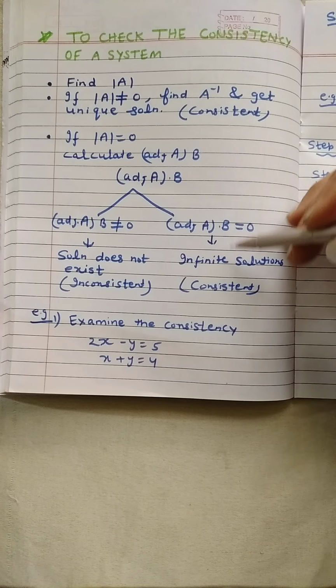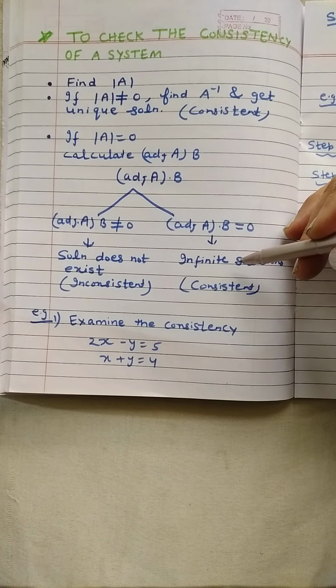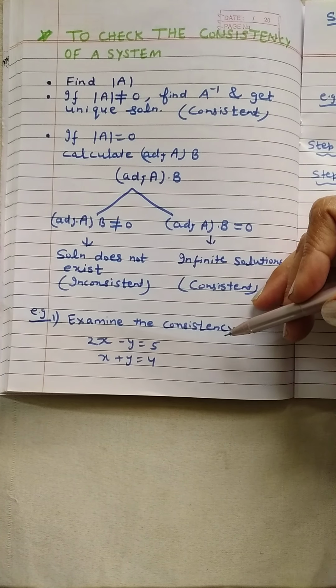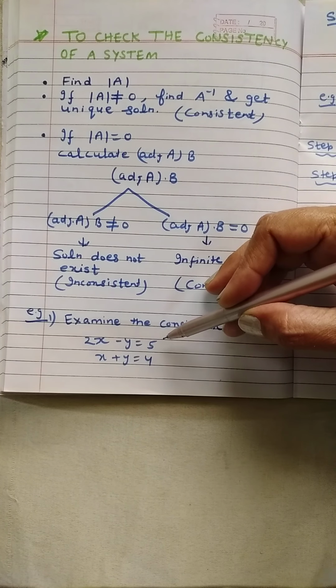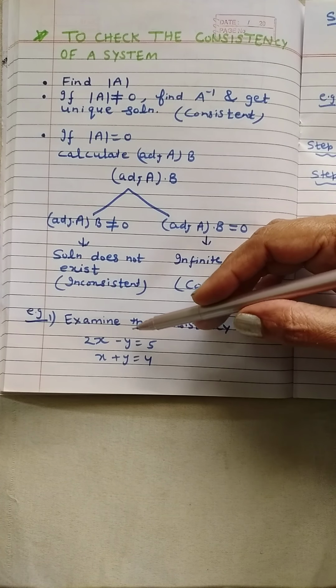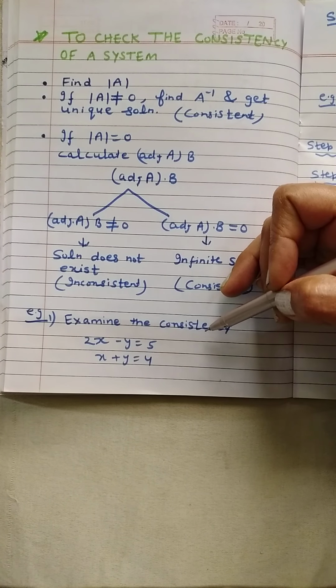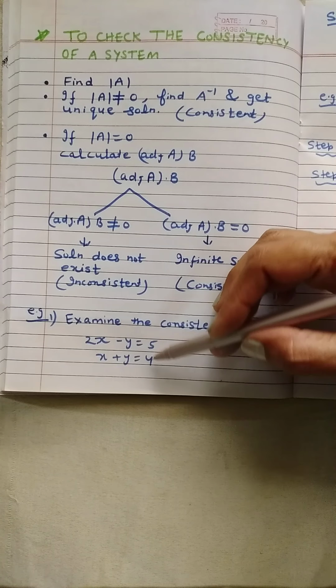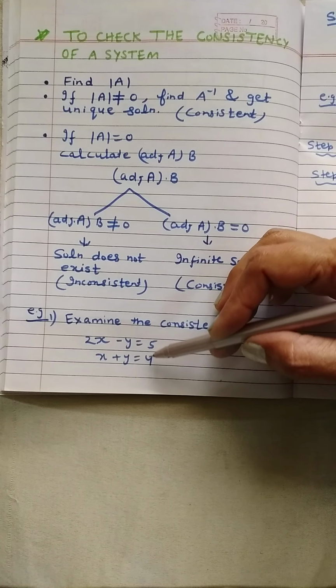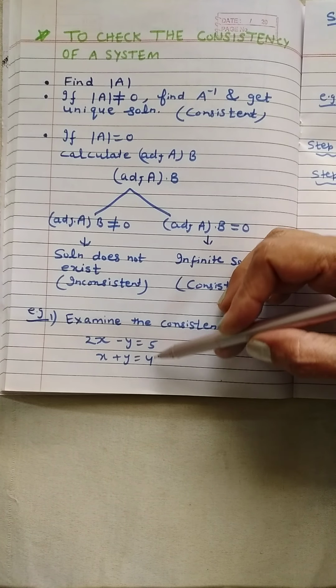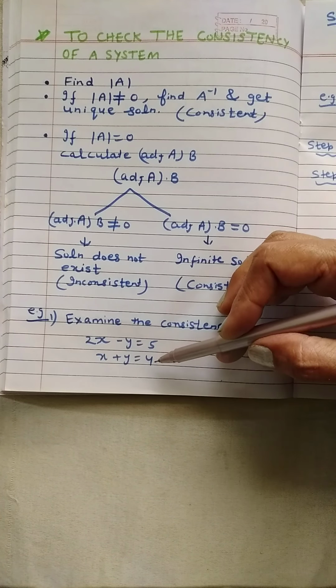So for the better understanding of the concept, we consider three examples. This is the first example. Here what we have to do? We have to check the consistency of the system. See, these are the two equations in two variables. We have to check whether this system is consistent or non-consistent.